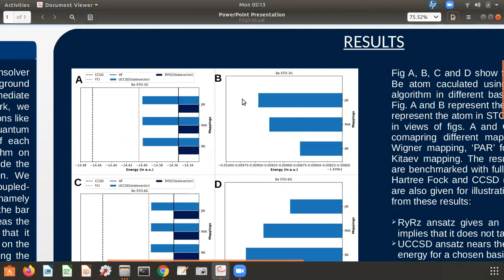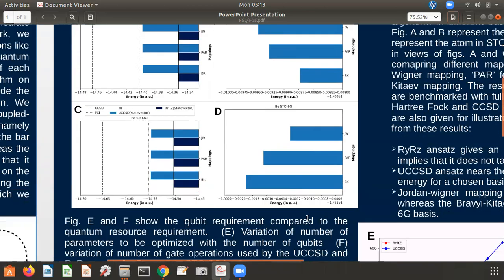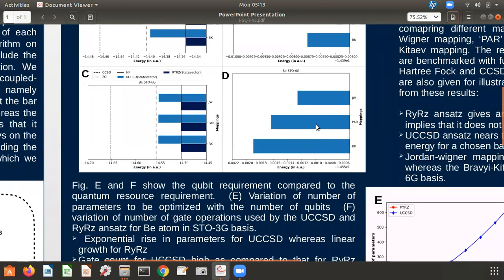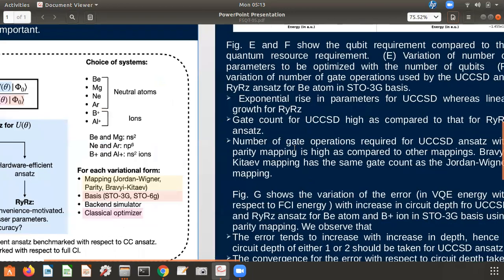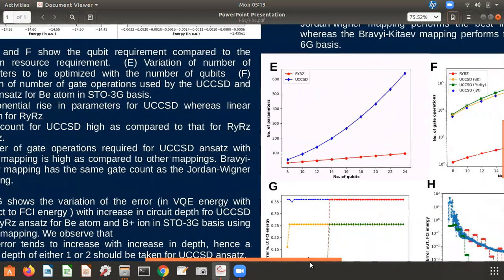This is a zoomed in view of the same plot, but this focuses more on the mappings, which mapping performs the best. So Jordan-Wigner is best for one molecule, whereas Bravyi-Kitaev is best for another, and the same trend follows for the third. So you see here, next is the computation cost.